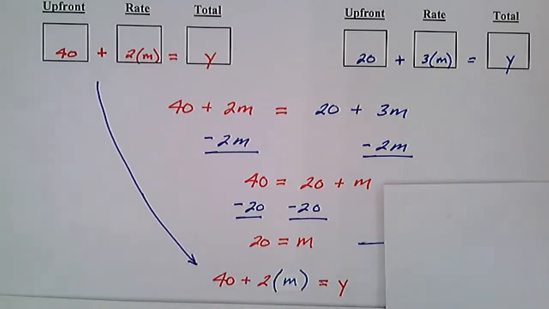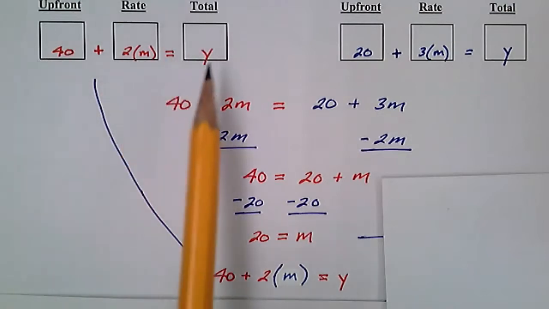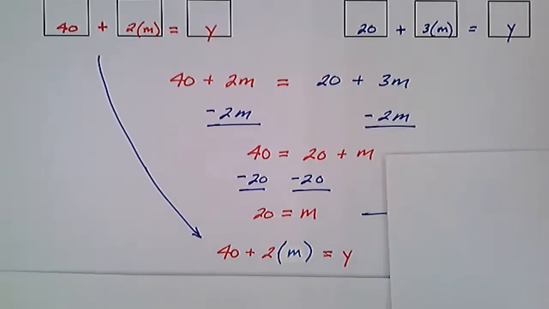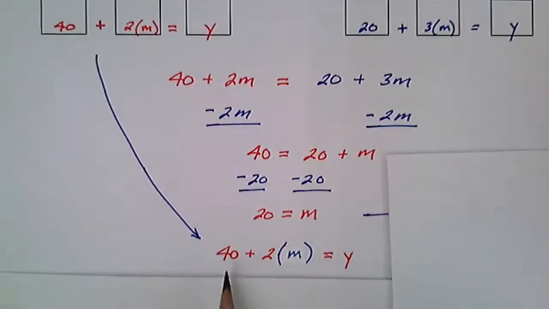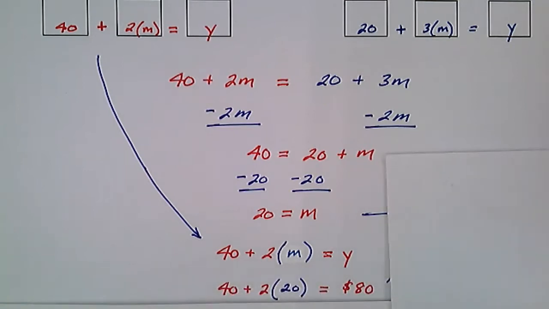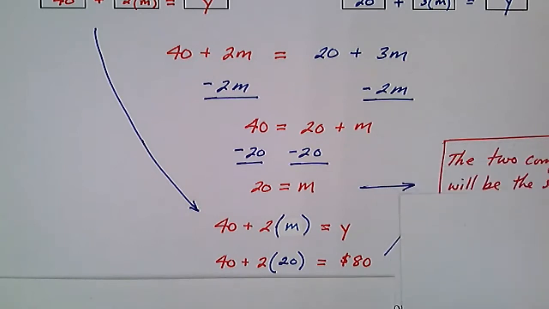So now I'm going to bring down, you could bring either equation down. I'm just picking this one because it was the first one. So I'm bringing down 40 plus $2 per mile. And now I've got this. And we know that they're equal to each other. So now I'm going to take that 20 and plug it right there. And that comes out to $80. So we have now answered both questions.